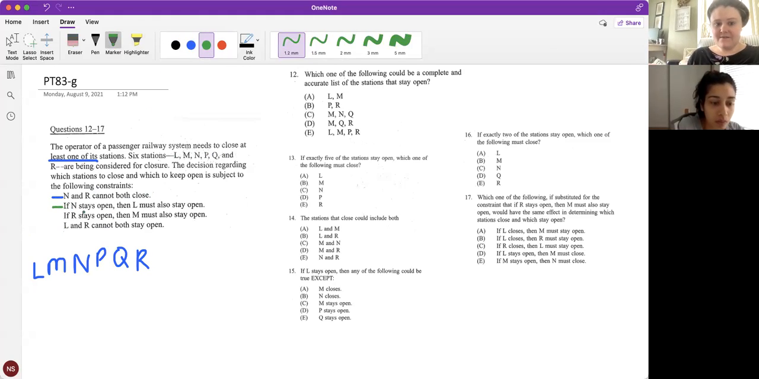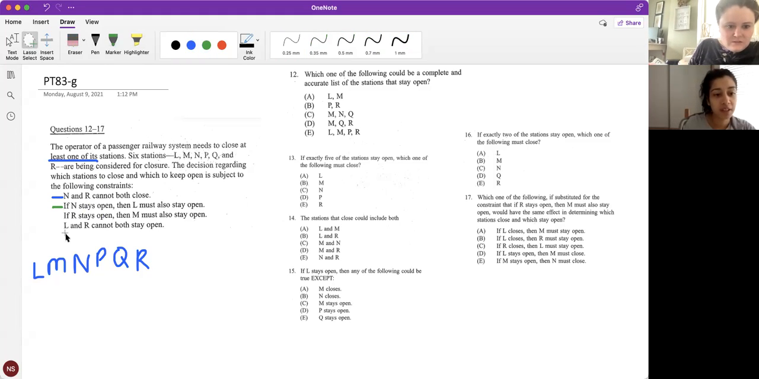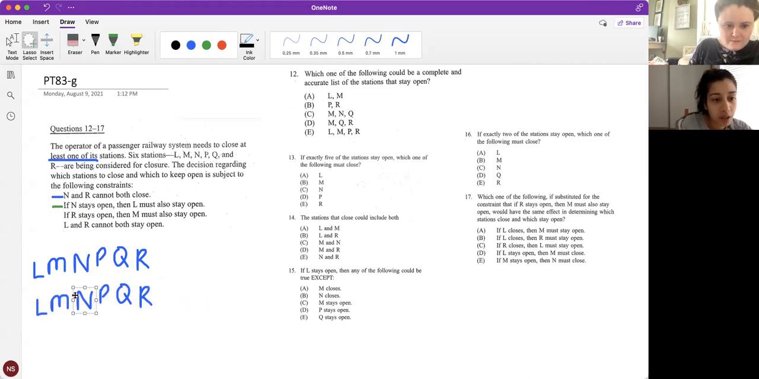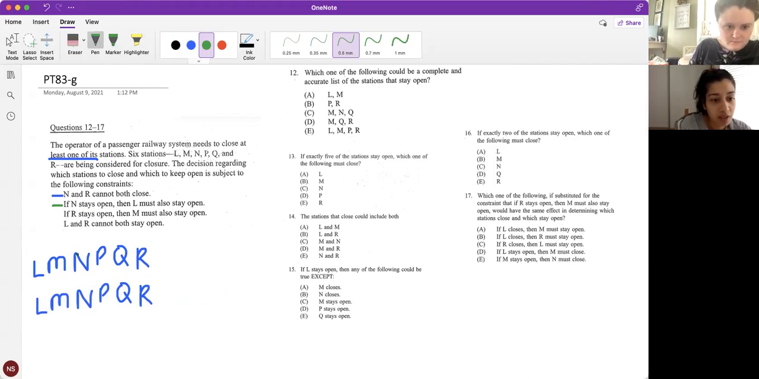So rule 2 says if N is open, then L must stay open. So what are we going to do there? What does that trigger us to do? Yeah, so for 1, you're going to repeat the set of L, M, N, P, Q, R. And then for one of them, you'll say, okay, N stays open. So you circle N. Excellent.